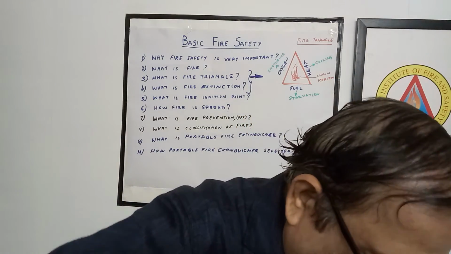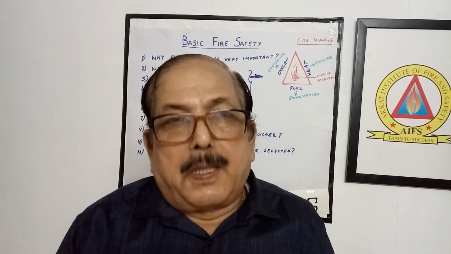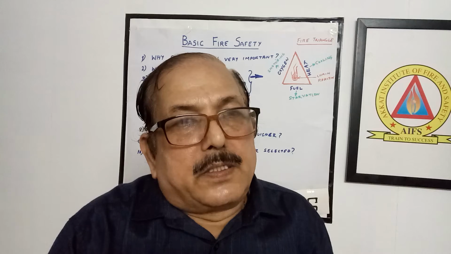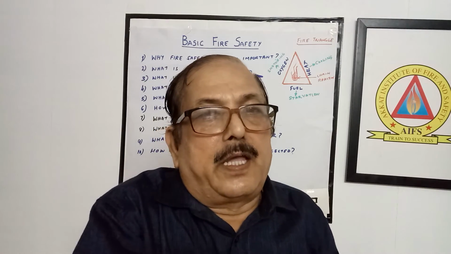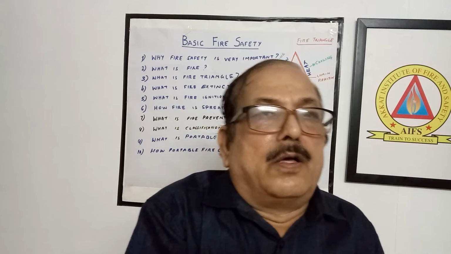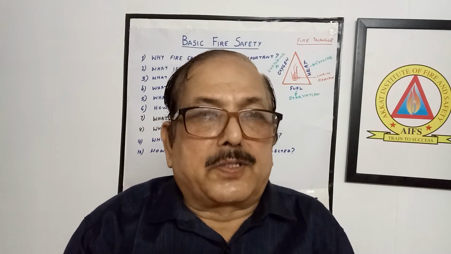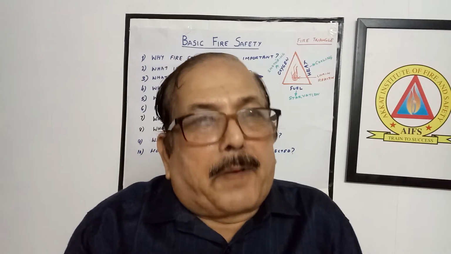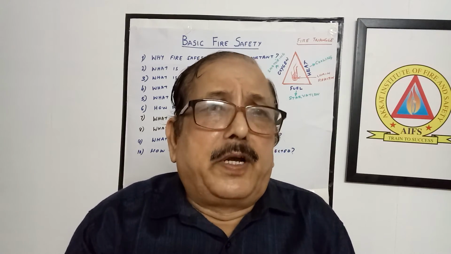So this is the way a fire extinguisher is operated. P, pull the pin. A, aim at the base. And S, squeeze the handle and sweep. Wherever the fire is, you have to sweep it there. This is the way to operate a portable type of fire extinguisher. I have just shown you this only; in practice, you have to do it. It is very easy, not a very difficult thing.